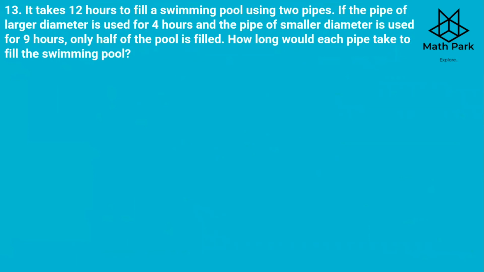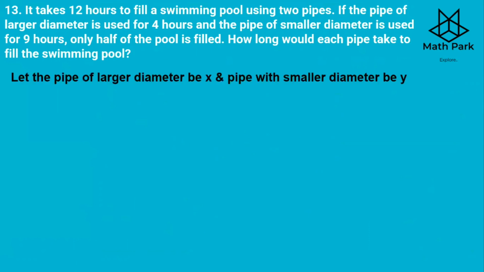It takes 12 hours to fill a swimming pool using 2 pipes. Okay, if the pipe of the larger diameter is used for 4 hours and the pipe of the smaller diameter is used for 9 hours, only half the pool is filled. So how long would each pipe take to fill the swimming pool? So let the pipe of the larger diameter be x and the pipe of the smaller diameter be y.